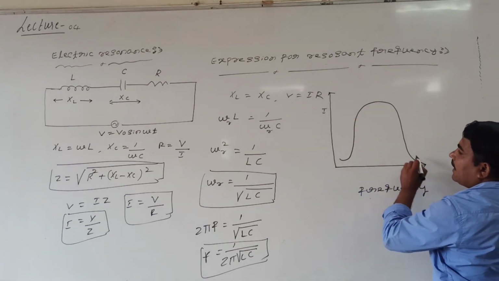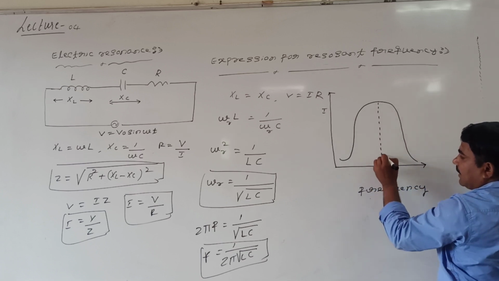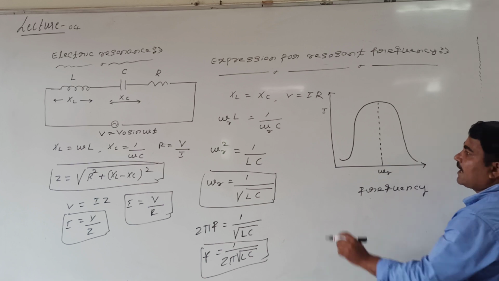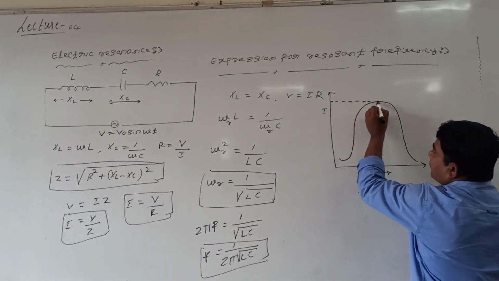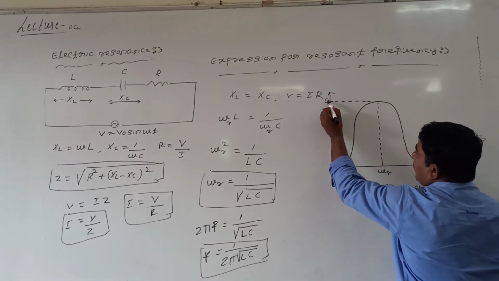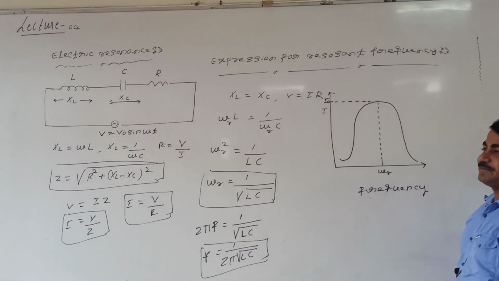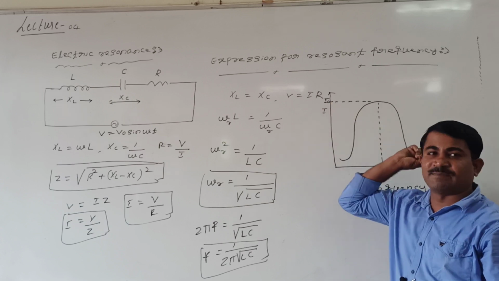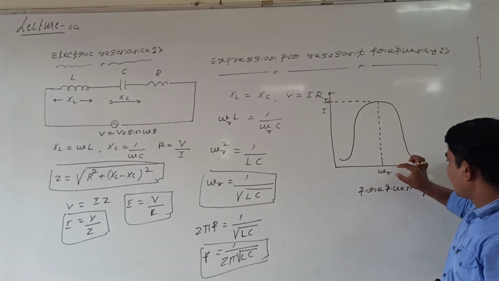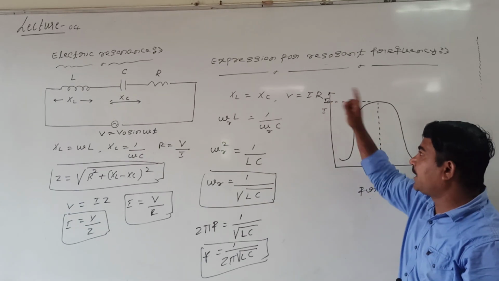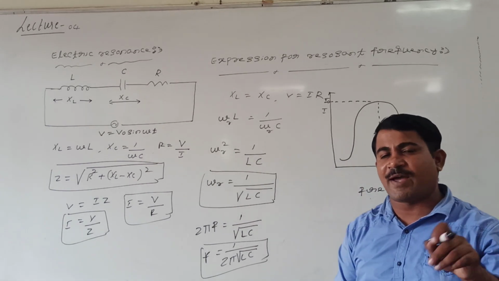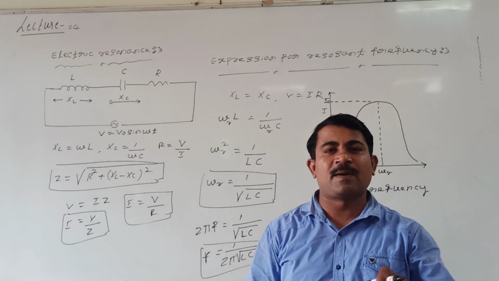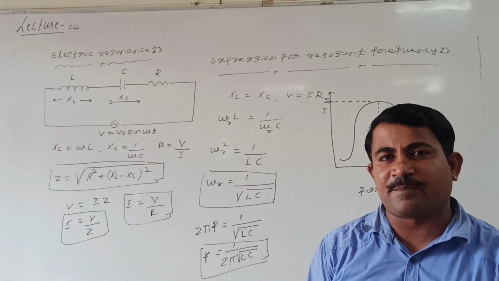See here. At this frequency, say I can call this frequency omega R, current in the circuit is maximum. This value I can call peak value, say it is nothing but I naught. This frequency I can call angular frequency, and this current I can call maximum current. Already we know peak value of current means maximum value of current.